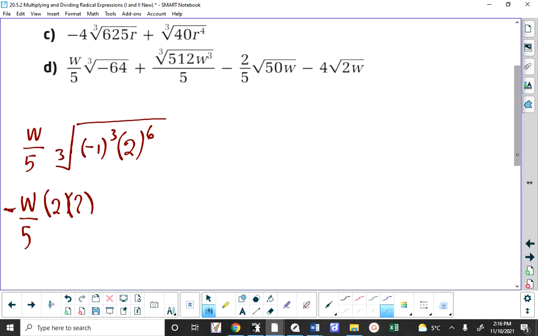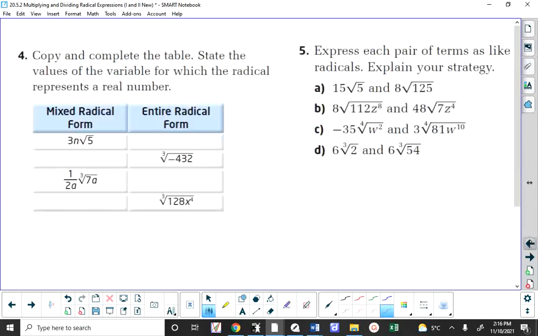Yeah. Number 4, the third one. Okay. So we would like to take 1 over 2a multiplied by the cube root of 7a, and write it as an entire radical. And that means that everything outside of the radical symbol that's a cube root has to go inside.